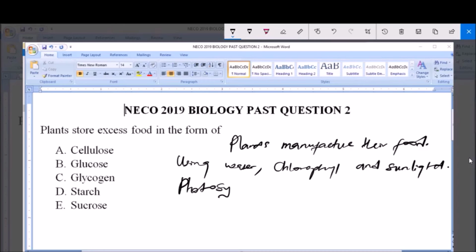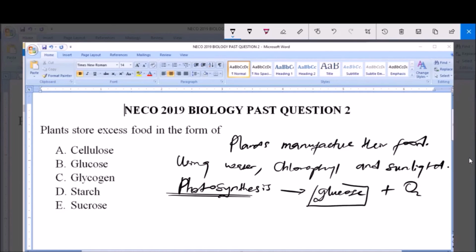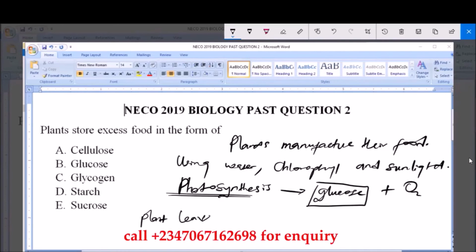So the process by which plants manufacture their food with the help of water, chlorophyll, and sunlight is known as photosynthesis. Now, when photosynthesis occurs, plants manufacture their food in form of glucose, and the byproduct of photosynthesis is oxygen. But the glucose is the main thing. Now, this glucose, when stored in the plant body, mostly in the plant leaves, is stored in form of starch. Remember, glucose is a monosaccharide, but starch is a polysaccharide.